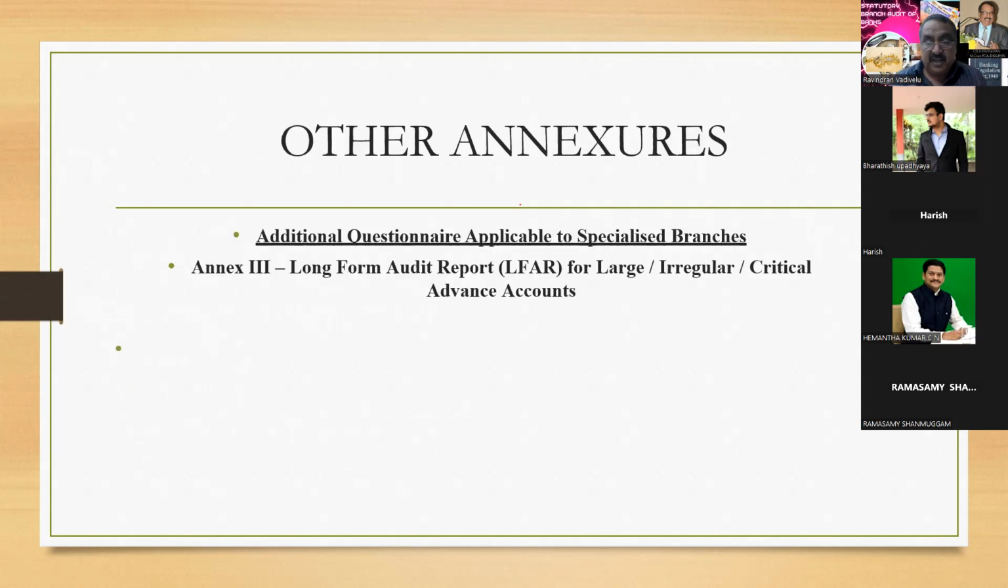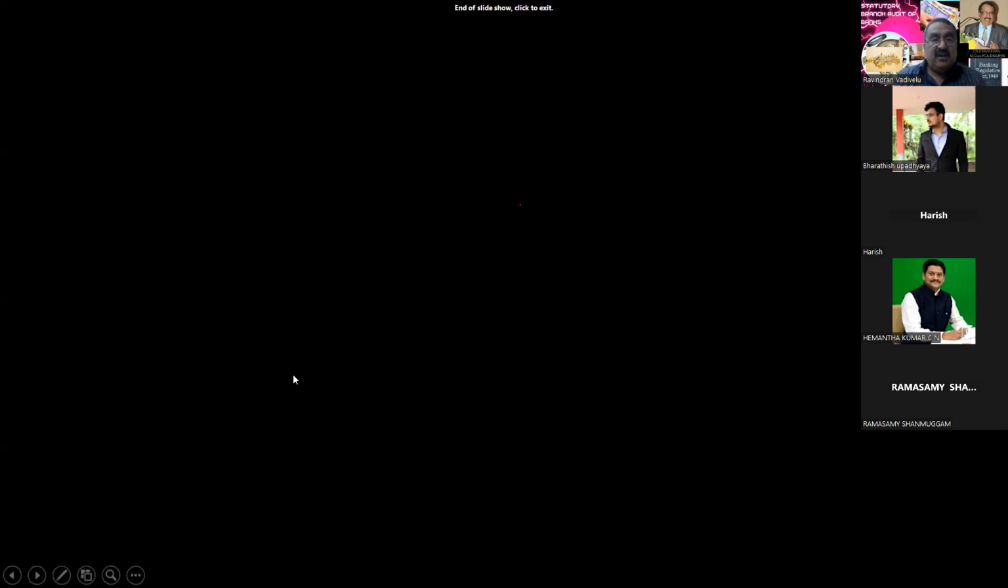And this is also another thing, Annexure 3, that you have to see. I'll change the slide to go to Annexure 3. It's a long form audit report for large, irregular and critical advances. There's a special additional report that is applicable to the special branches. Just wait, I'll go to that area and come back.